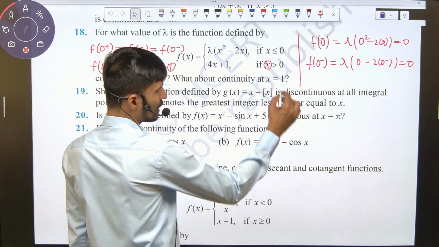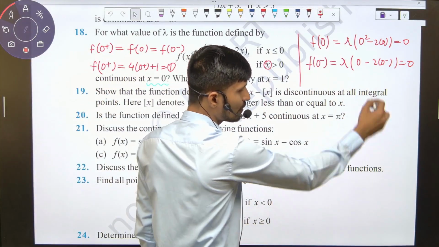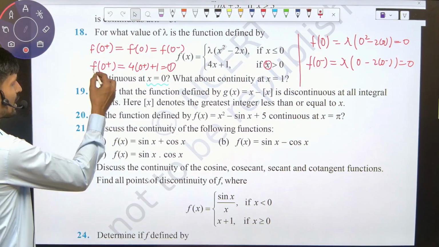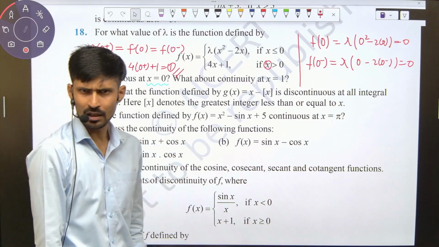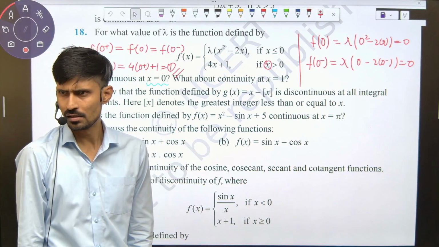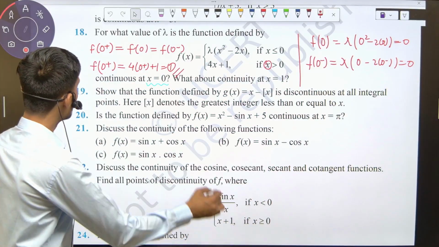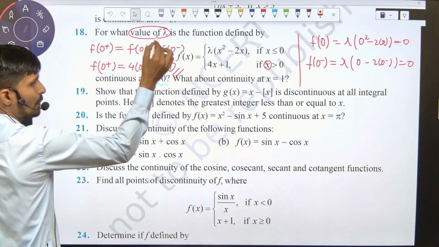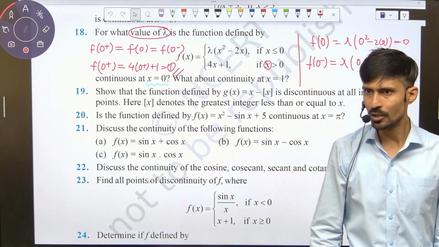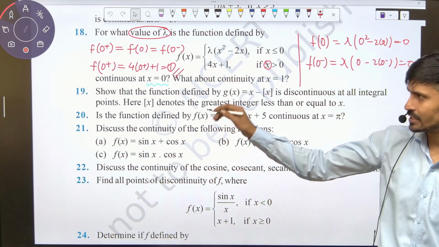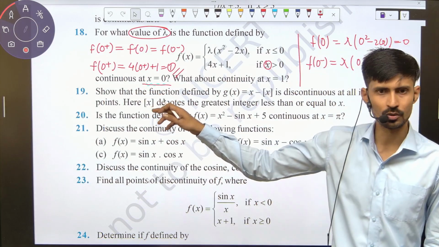Now just check. What is f of 0? 0. What is f of 0 minus? 0. What is f of 0 plus? 1. Arey, we didn't get lambda. But the question is find lambda. Find the value of lambda. Understand this concept. The question is find the value of lambda if this is continuous at x equals 0.